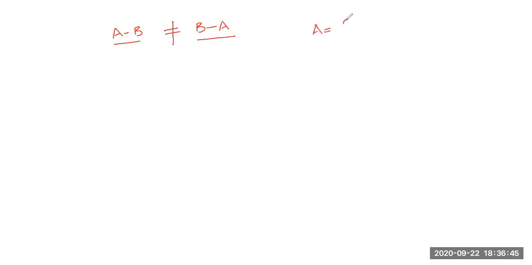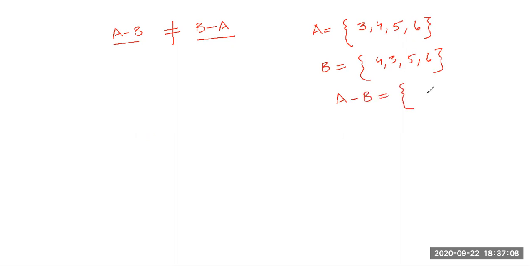You can go to any depth you want. Let's say A is a set of 3, 4, 5, 6, and B is also 3, 4, 5, 6. Students, in this case, what will be A minus B? Null. Wow, good. It will be a null set.